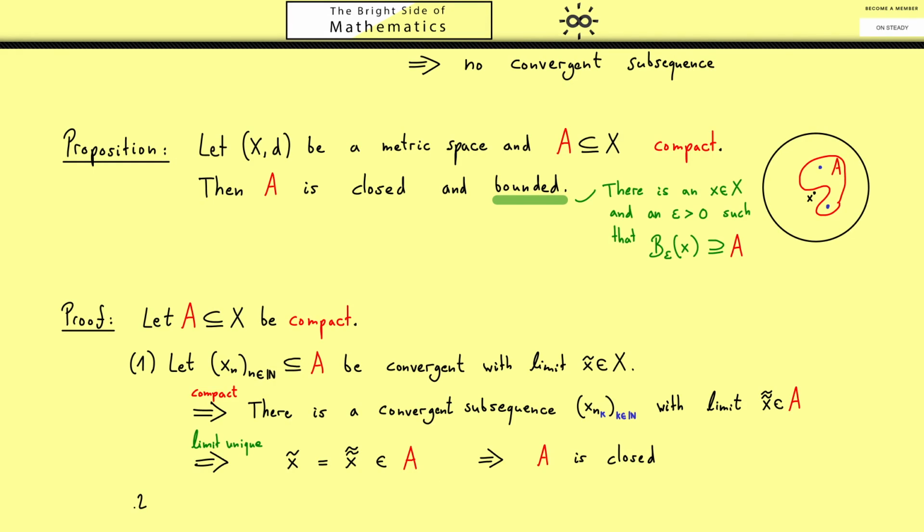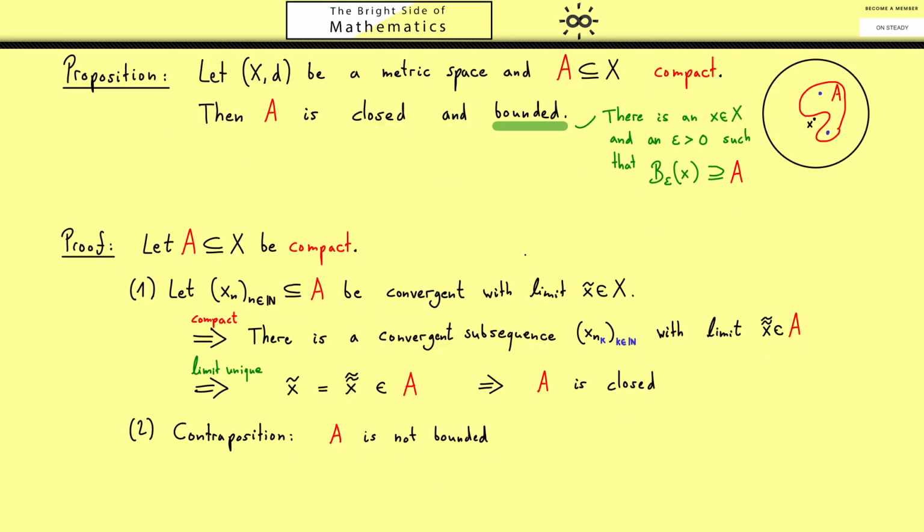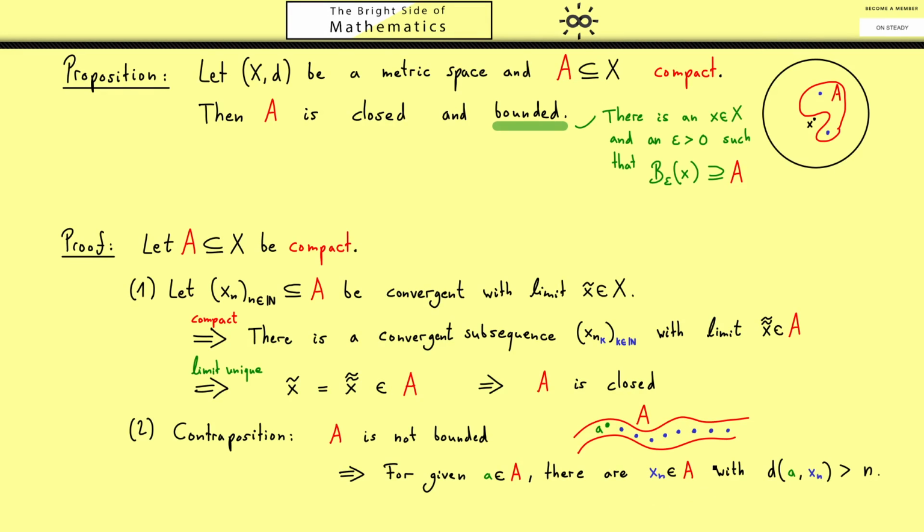Okay, then the next step is showing that A is bounded. We do this with a proof by contraposition. This means that we start with A being not bounded and we want to end with A being not compact. Now, if A is not bounded, we know that we can find distances as large as we want. Hence, for a given point a in the set A, we find infinitely many points x_n in A such that the distance to a is larger than the natural number n. With this, we have one sequence x_n in A where we can look at all possible subsequences.